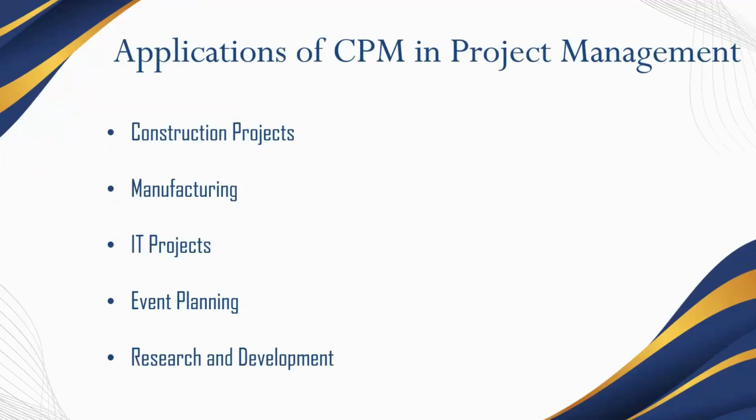First one is construction projects. CPM is widely used in construction to plan and schedule large projects. If the critical path is known, a project manager is able to optimally allocate resources, schedule subcontractors, and complete the tasks on time. For example, in the construction of a high-rise building, activities such as laying the foundations, framing, and finishing are closely linked and require coordination. It is effective in determining the right sequence for the execution of these tasks.